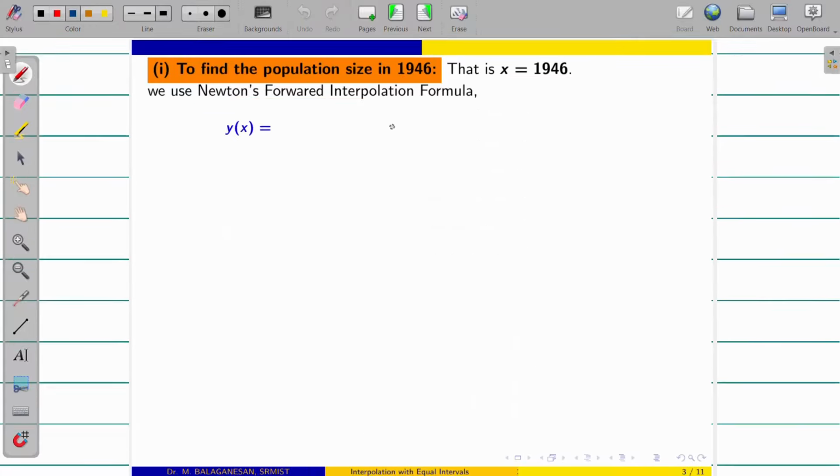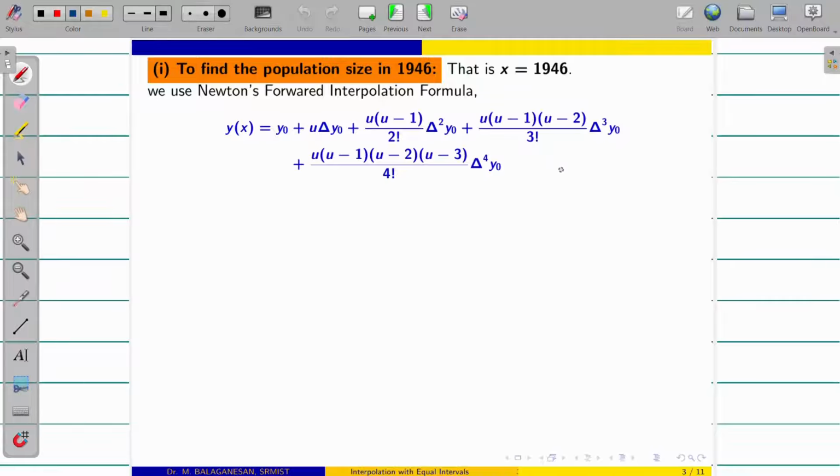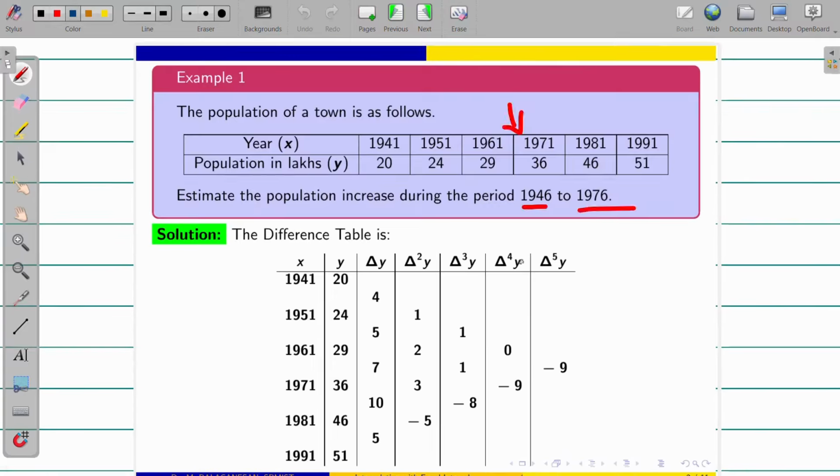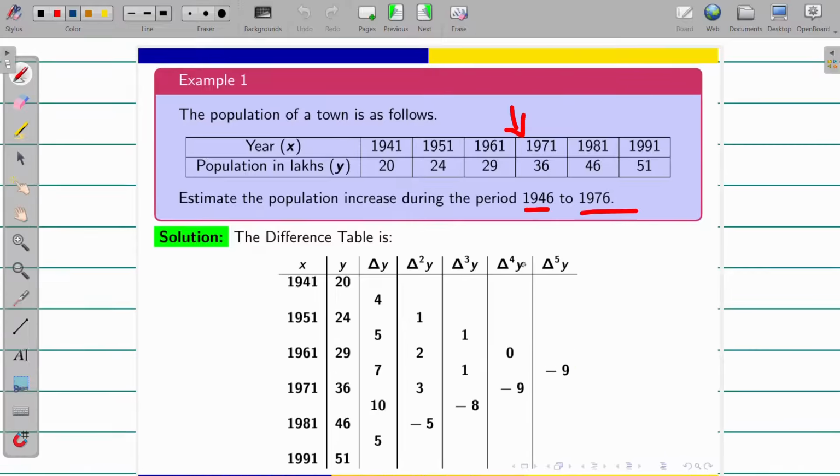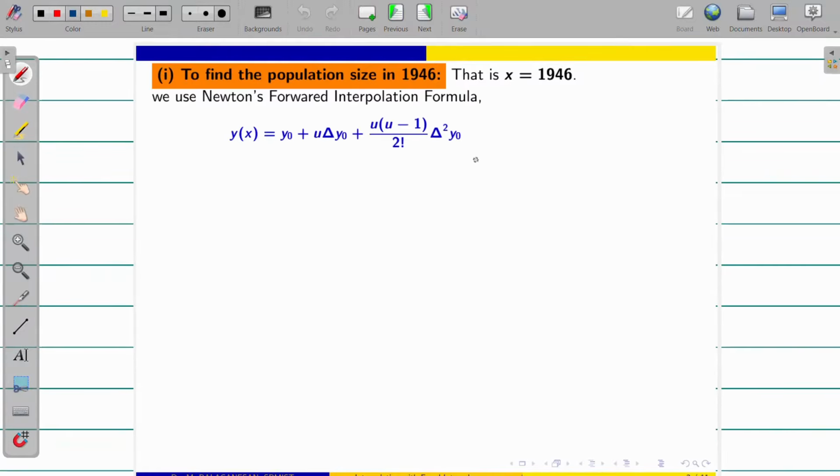Right, come to the next. So what is the formula? y of x equals y naught plus u into del y naught, plus u into u minus 1 by 2 factorial del square y naught, plus u into u minus 1, u minus 2 divided by 3 factorial del cube y naught. I have written up to del power 5 because in my table we have up to del power 5.